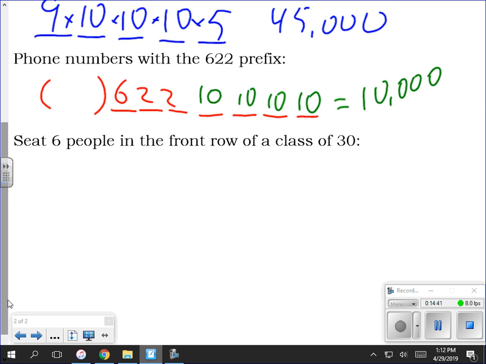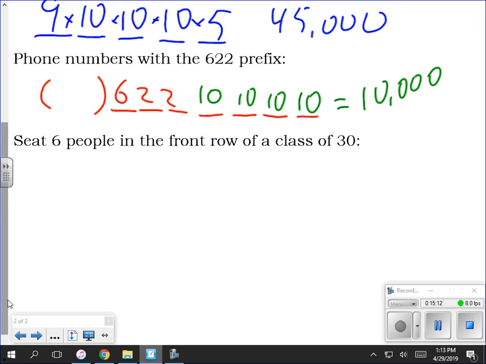Now the next one is interesting. Okay, so I got 30 students in the class. I'm making up a seating chart. So 30 kids. How many choices do I have to put in this first seat? I got 30 because I got 30 kids to choose from. Pulling names randomly out of a hat, I got 30 names to choose from. So I got 30 that can go here. How many can go here? I've got 29 choices because one kid's already taken.